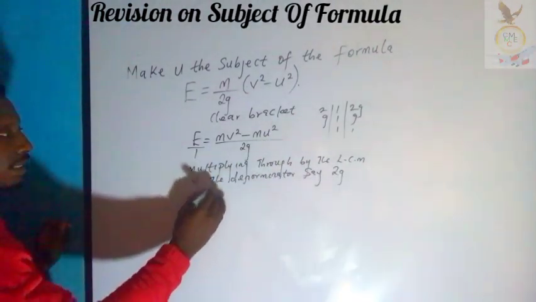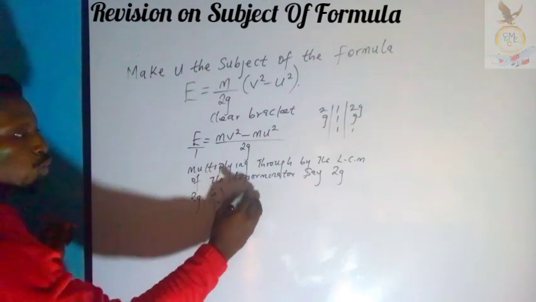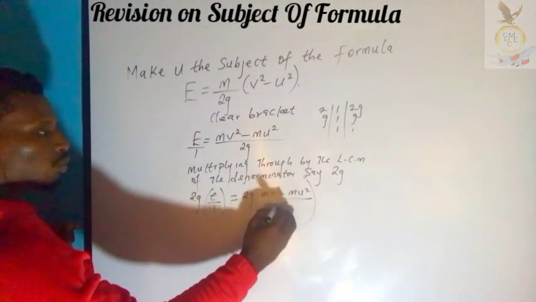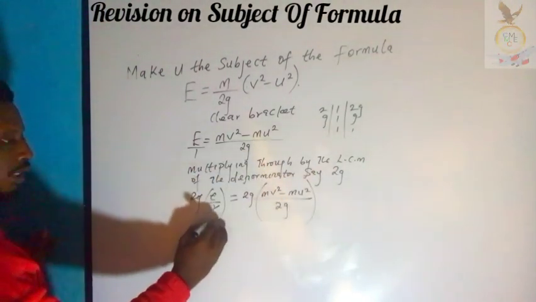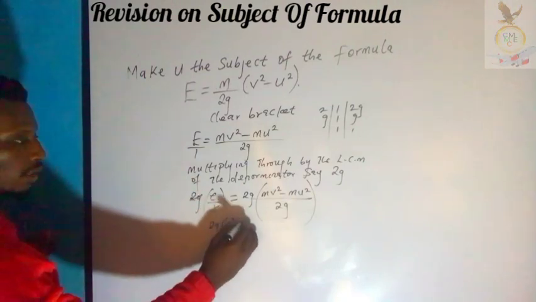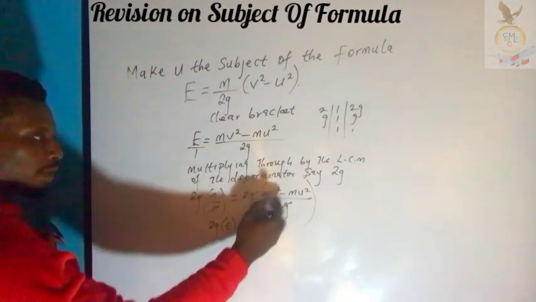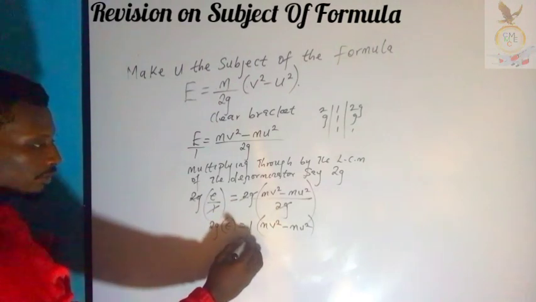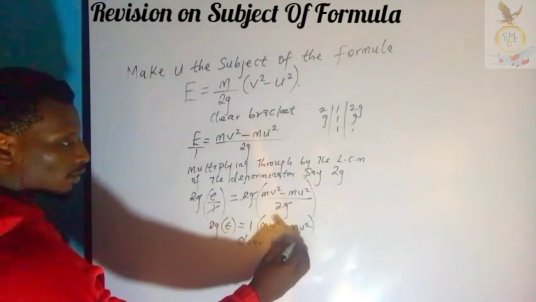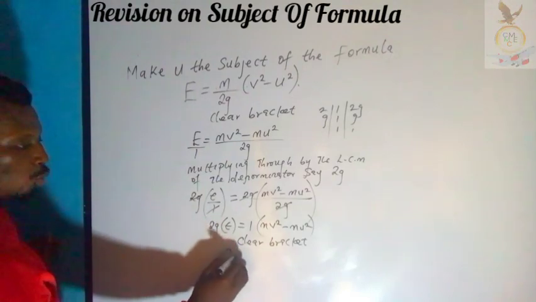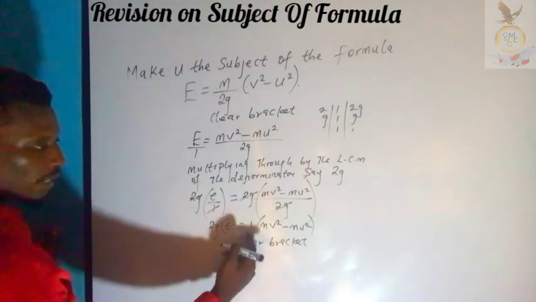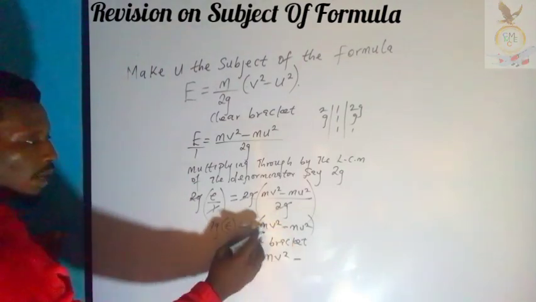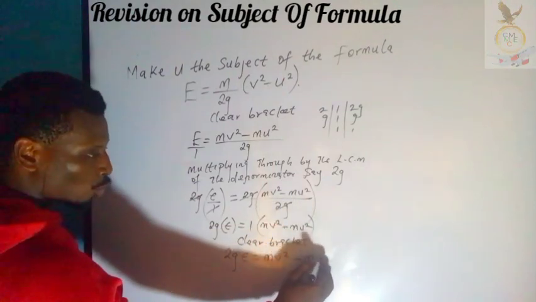So that is 2g times E over 1 is equals to 2g times mv squared minus mu squared, all divided by 2g. Now 2g divided by 2g is 1. Inside the bracket we are having 1 times mv squared minus mu squared. So let's clear the bracket again. 2g times E will give us 2gE equals to 1 times mv squared will give us mv squared, plus minus will give us minus, and 1 times mu squared will give us mu squared.